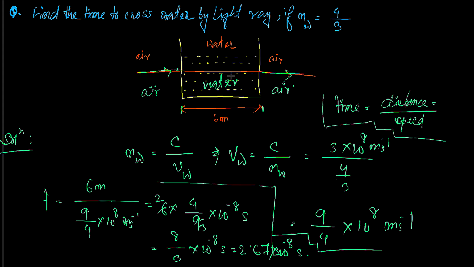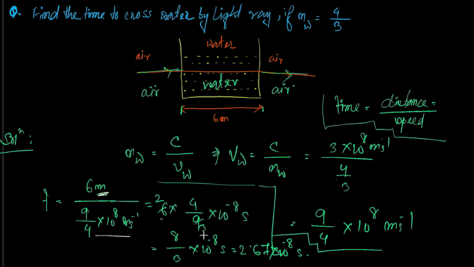We have to now calculate the time required for that light to cross this water. For that, first we have to calculate the velocity of light in water, which is 9 by 4 into 10 to the power 8 meter per second. Then you use the relation time equal to distance by speed. The distance given is 6 meter, and the speed is 9 by 4 into 10 to the power 8 meter per second. If you solve this, the 6 stays, and 9 by 4 gets reversed to 4 by 9, and 10 to the power 8 becomes 10 to the power minus 8. If you solve this, it is going to be what?